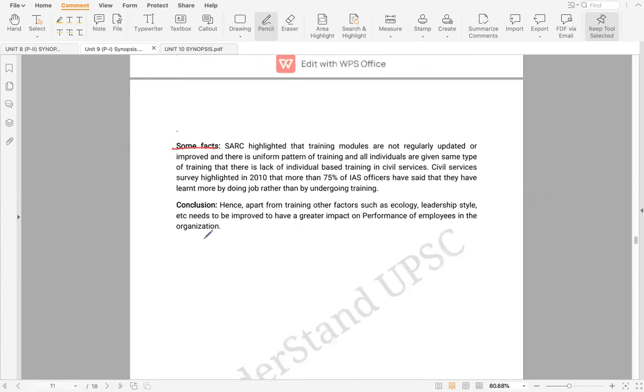Second ARC has highlighted that training modules are not regularly updated or improved, and there is a uniform pattern of training, and all individuals are given the same type of training. All of this is something which I've picked up from previous only. Hence, apart from training, other factors such as ecology, leadership style, etc., need to be improved to have a greater impact on performance of employees.